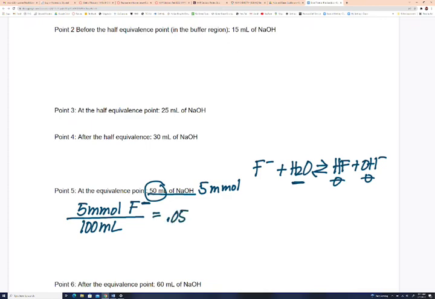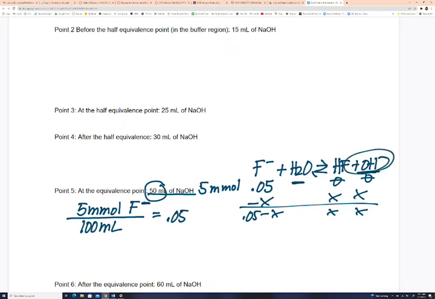So we're going to put 0.05 right here. Of course that's going to be minus X, X, and X. And then at equivalence, it's 0.05 minus X, X, and X. Because this is a basic salt, because it created this right here, that means we're going to need a Kb. And that's going to be equal to Kw over Ka.